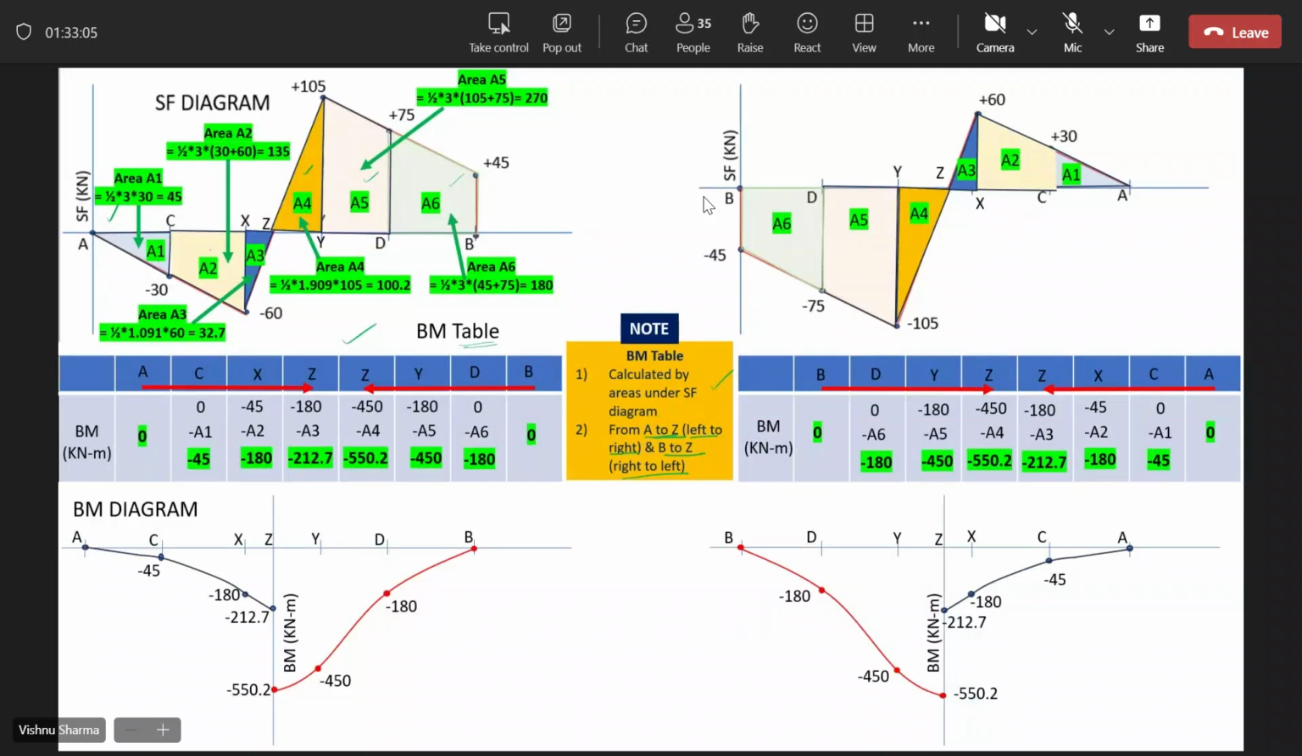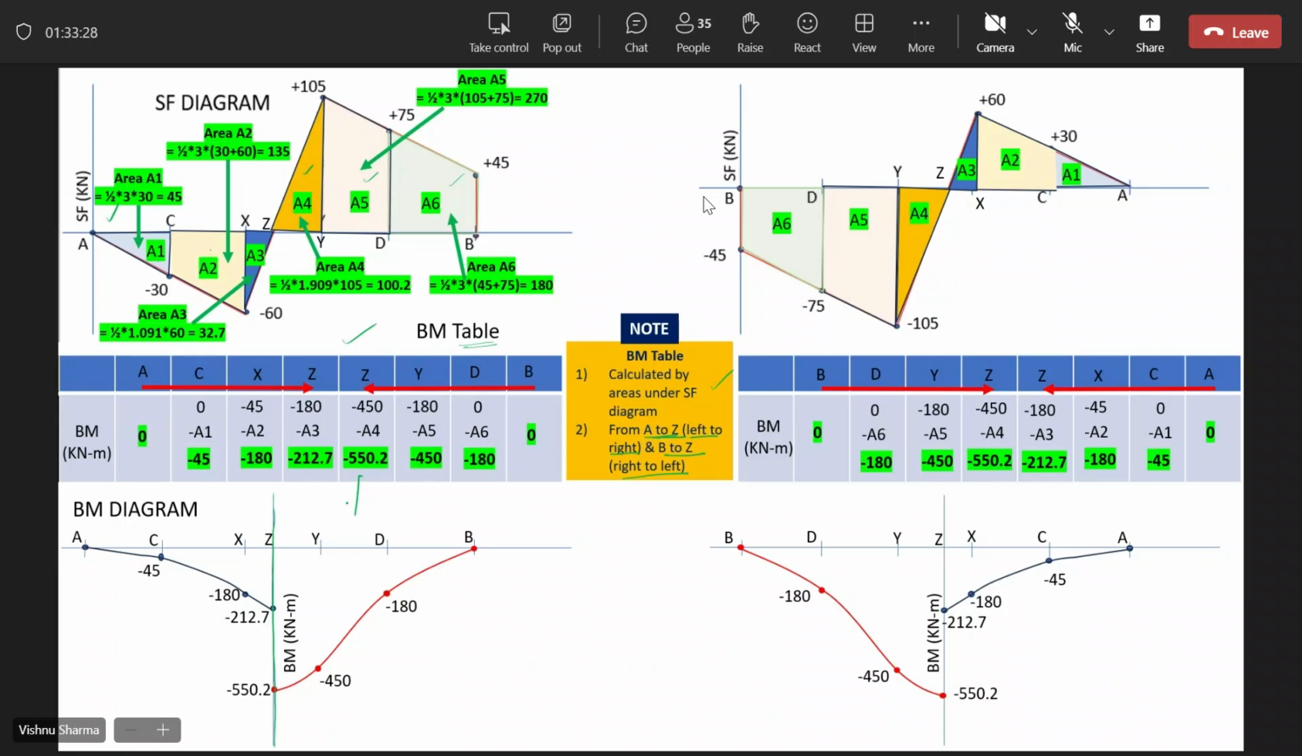Can you see also the BM diagram below it? What have I done to make the diagram easy? To make the diagram easy, in line with Z, I have taken the y-axis. As I said, I can take the y-axis wherever it suits me the most. So I have taken the y-axis here. Do you agree with the diagram?